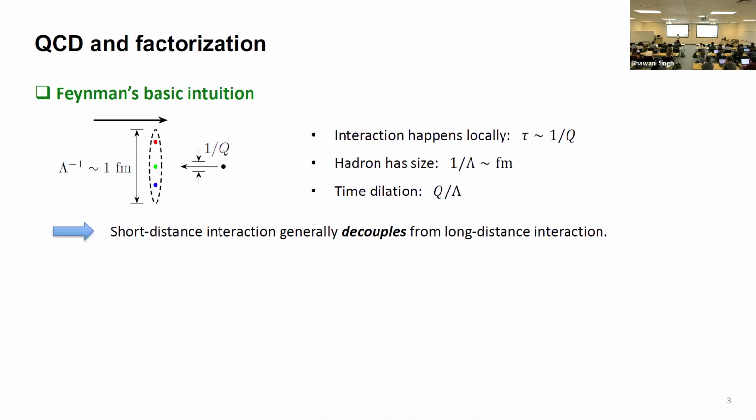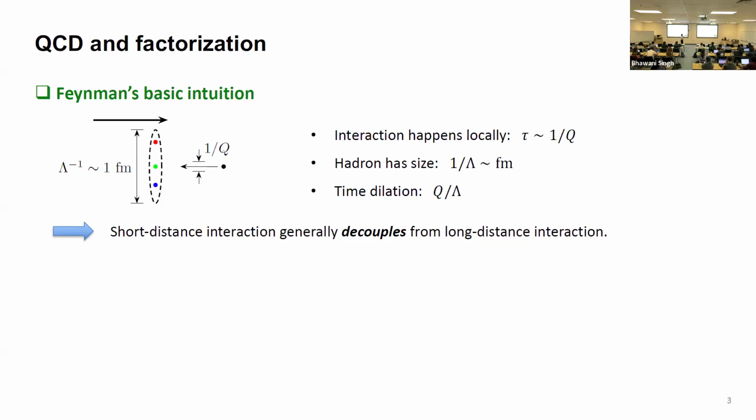So the factorization actually was before the advent of QCD. And it started from the deep inelastic scattering at SLAC in the 1960s. And we all know this famous story that Feynman has a very nice basic intuition about how this physical process happens.